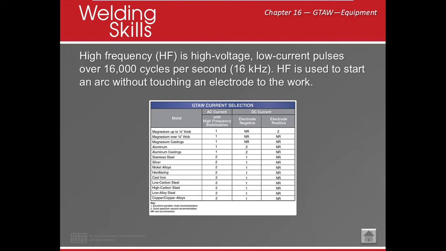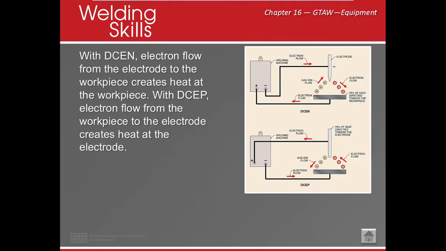All right. So now we're going to talk about polarity. Just a quick review. We know that DC electrode negative is also called DC straight polarity, which means the electricity goes straight into our workpiece. When we talk about DC electrode positive, or DC reverse polarity, the electricity goes from our workpiece up, okay? So when we use TIG, we generally use DC electrode negative for ferrous materials.